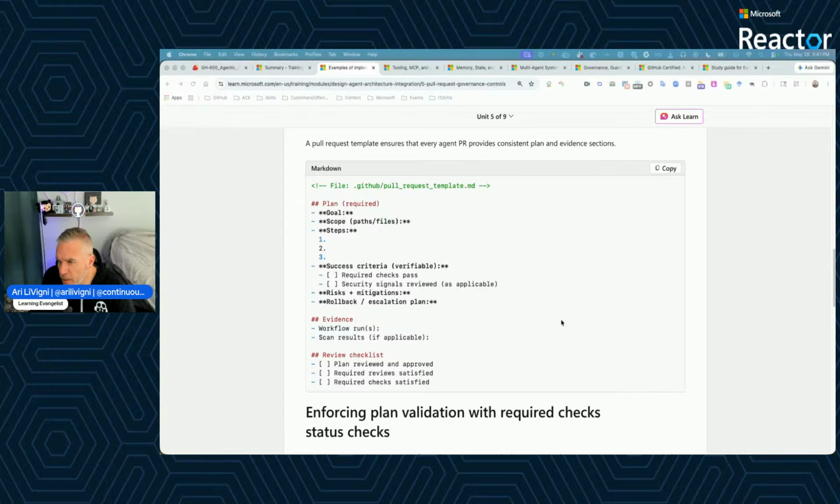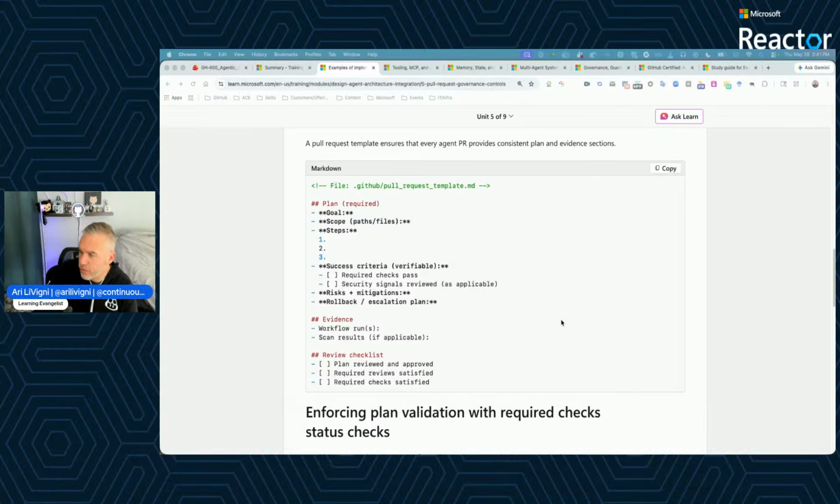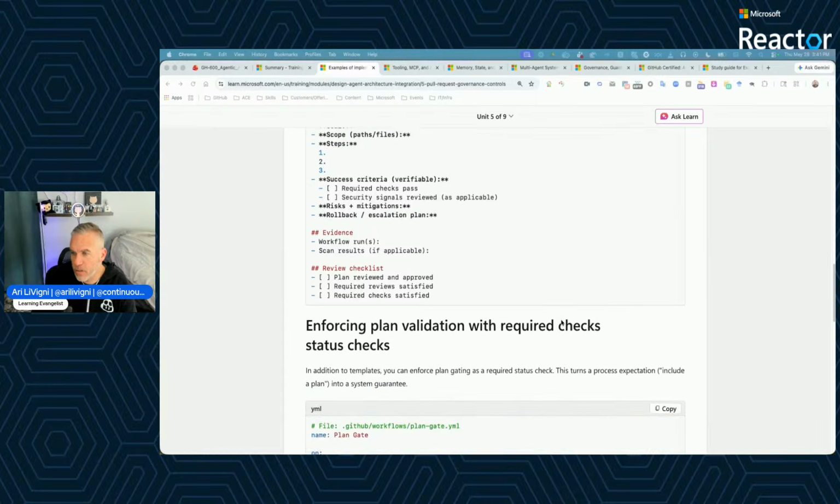Beta, I liked it. My recommendation is to practice the different topics such as hooks, learn why they are important and their types. Great recommendation. Yes, learn hooks. Learn what triggers workflows as well, what your agent can do to trigger a workflow or what it's going to be triggered on. Those are topics to learn. Thank you, Luis, for that.